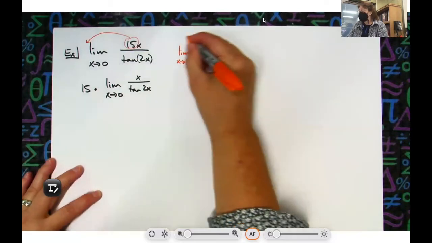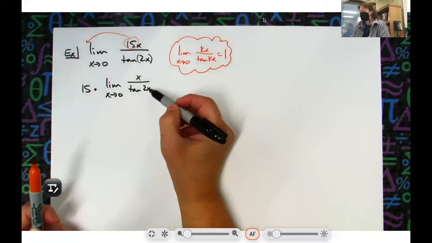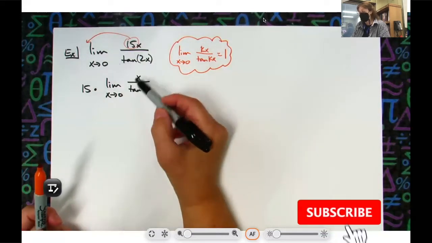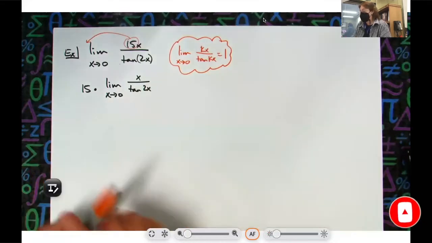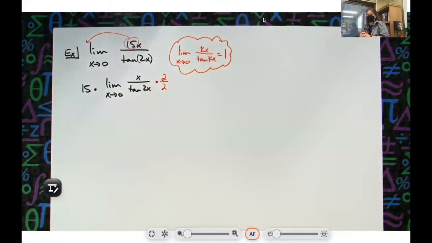So I've got to manipulate it so that I've got that. I've got 2x here. I'm missing a 2. Now, I can't multiply by 2 because that would change this quantity. But I can multiply by 2 over 2. That's a form of 1. So I can choose to multiply by 2 over 2. I'm multiplying by 1. I'm not changing anything.